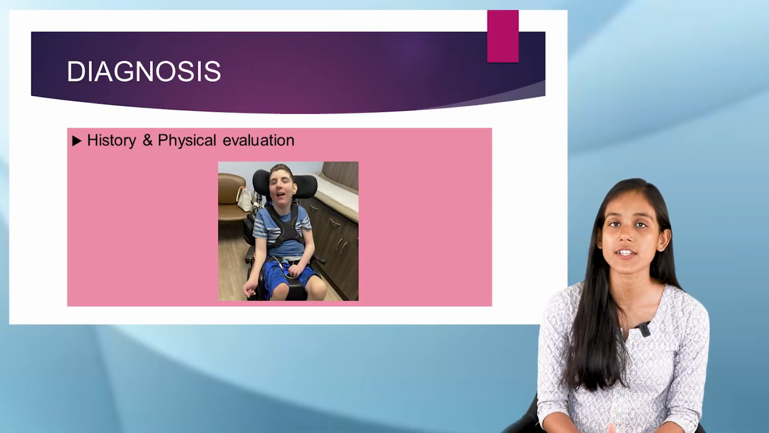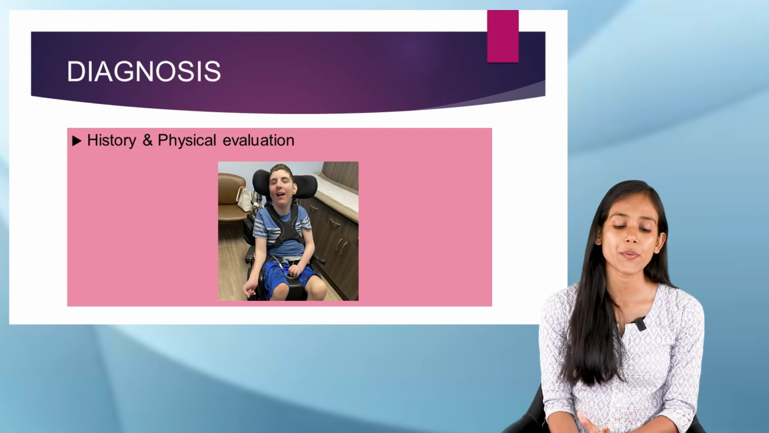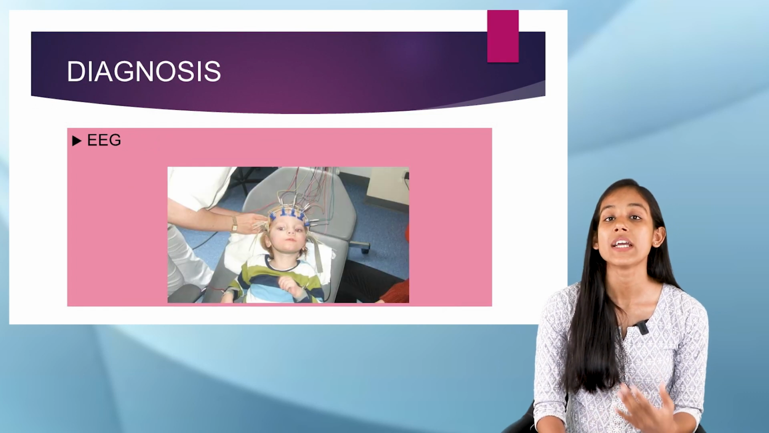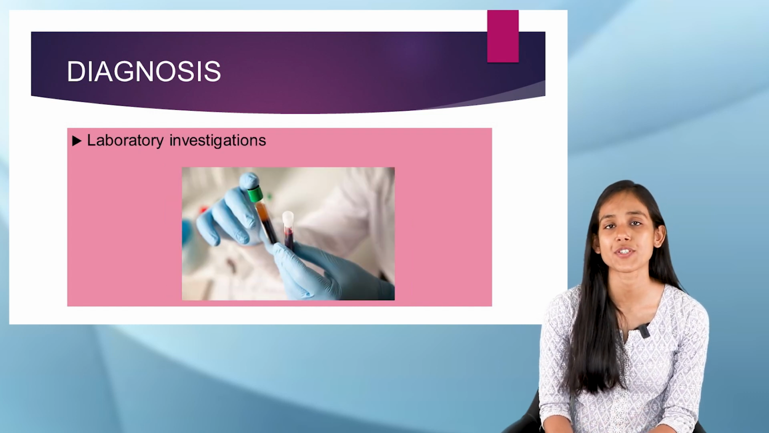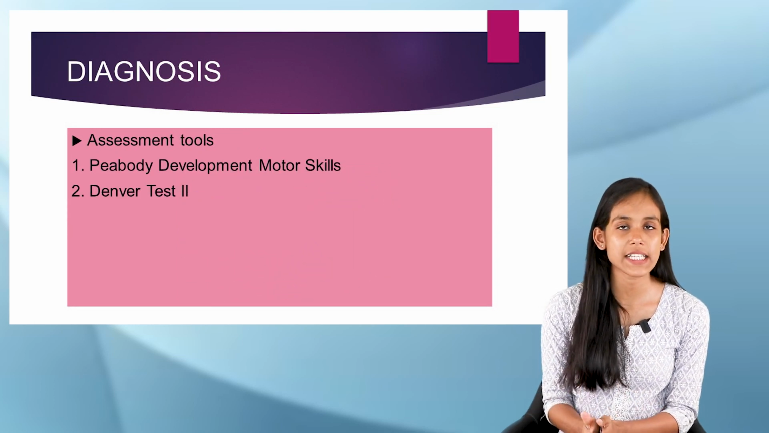So here the first thing that we would do is history collection and then physical examination, and after that we can do MRI scan or CT scan and also EEG. And then there are certain lab investigations which can also be done. So I told you about physical examination.